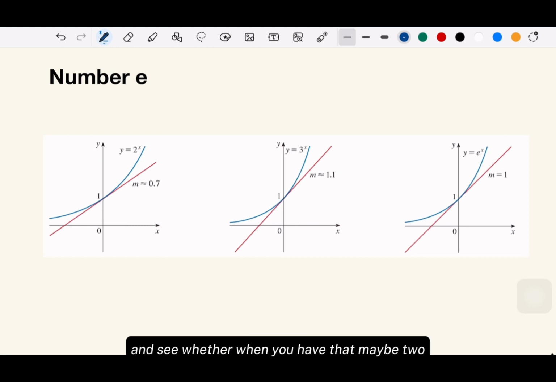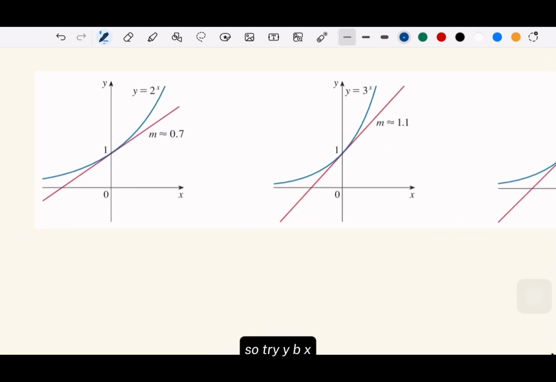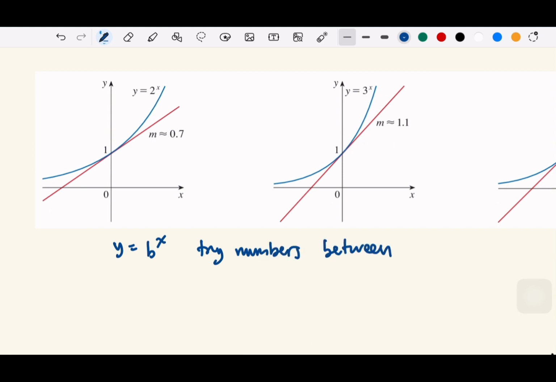Try and error and see whether when you have maybe 2 point something, and you will find that, okay, we find the number 2.7 is getting close to 1. And then they try to find how to get more closer, maybe 2.78, and then another number as well. Okay, that's one way. So you could take y equals b to the x, and then try numbers between 2 and 3. Okay.